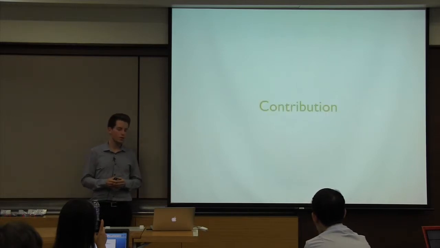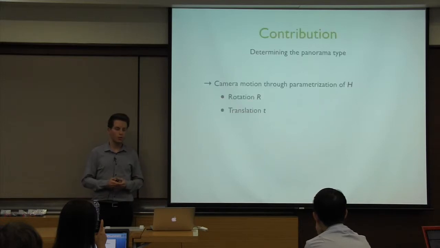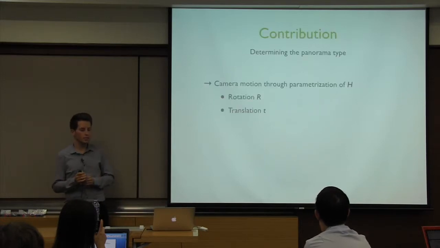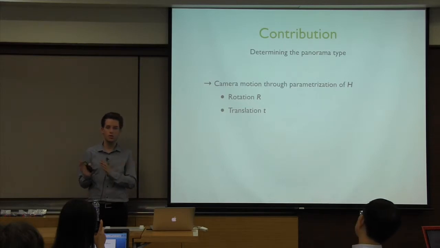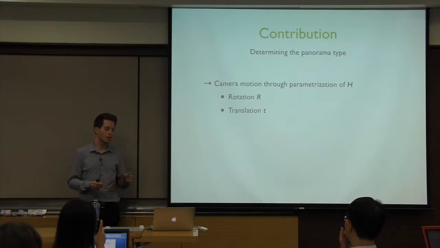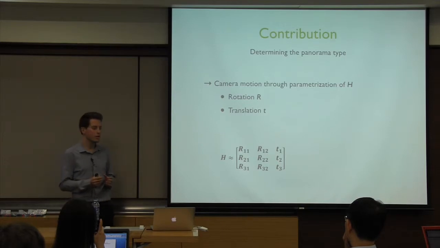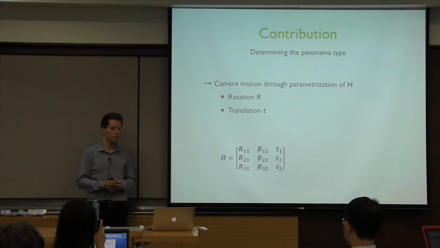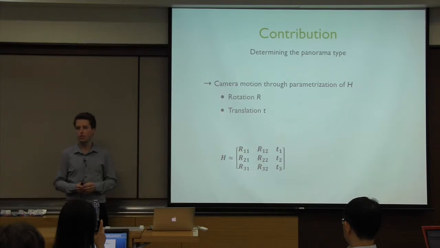So what we did and what our contribution is, we want to determine the panorama type, and what we need for that is we need to extract the camera motion. So we want to see how the user moved the camera only from the image data. And we do that by a parametrization of the homography matrix. What we get is a rotation matrix and a translation vector. And we do that by saying the first 2 columns of the homography matrix are the first 2 columns of the rotation matrix. And the third column of the homography matrix is the translation vector.